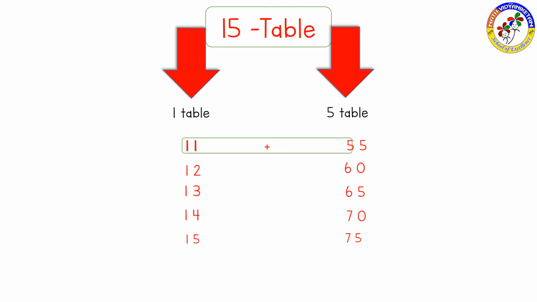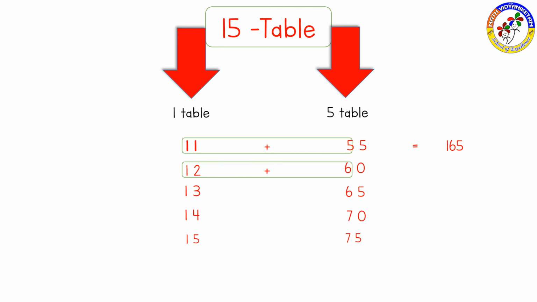Now let us use the trick. So in the box, 11 plus 5. 11 plus 5 is 16, and write 5 as it is. So the answer is 165. Now 12 plus 6.